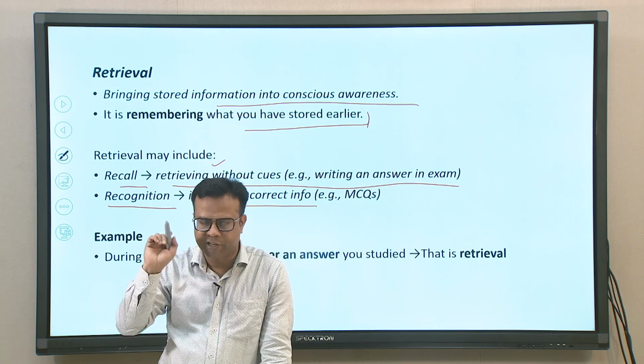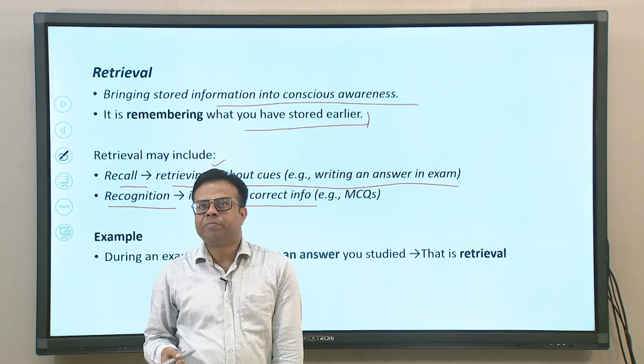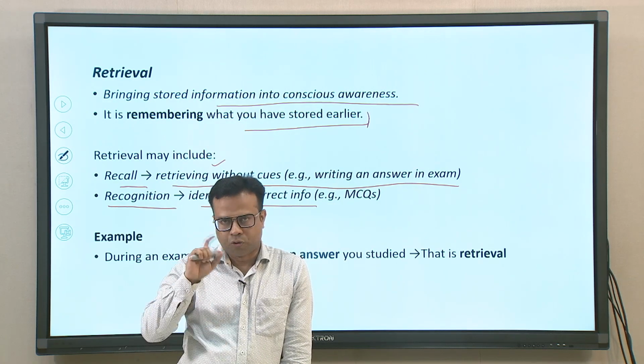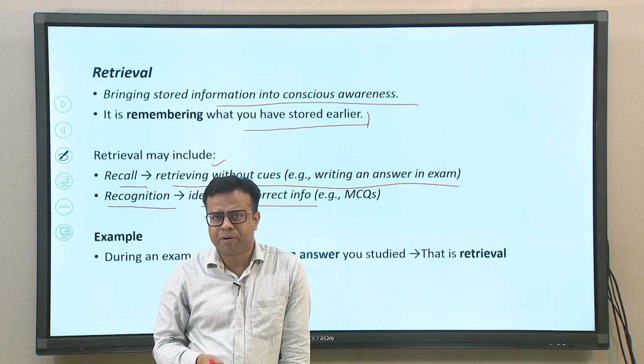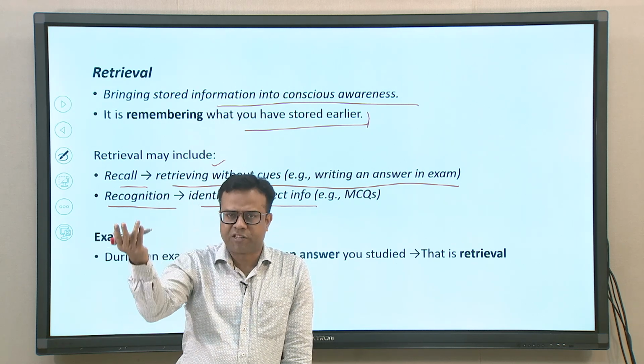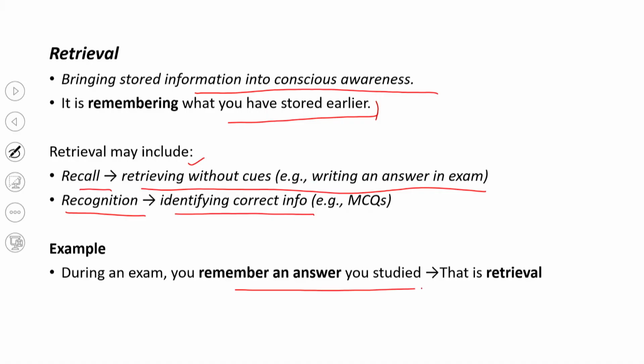Whatever seems right, you can just tick that. So, this is called recognition of information. Retrieval may include recalling, recognition of information and so on. Obviously, recognition is much easier because you do not have to remember everything. Cues are given, and they will activate whatever is necessary to answer. For example, during an exam, when you remember an answer you studied, this is retrieval. If you are able to remember whatever you have studied, then you are able to retrieve the information.